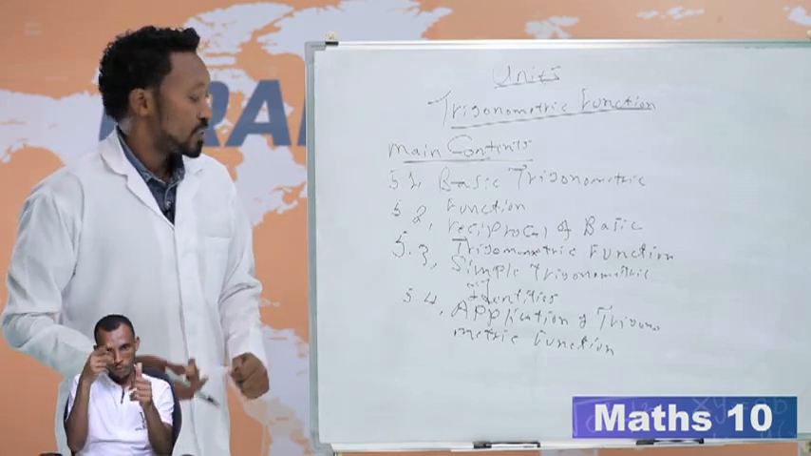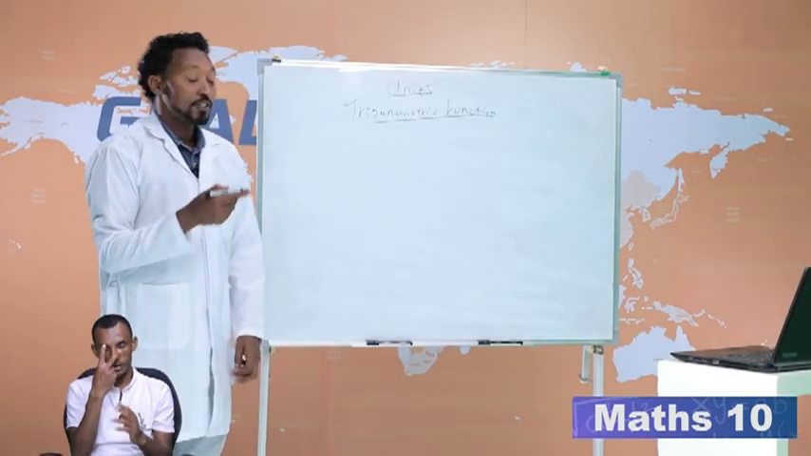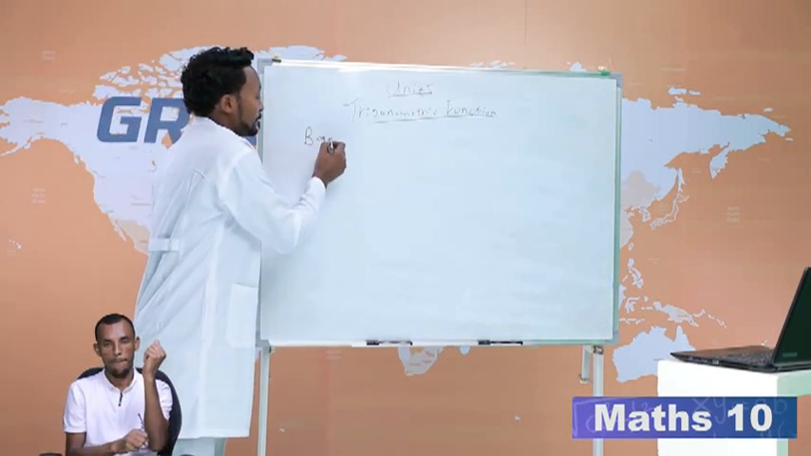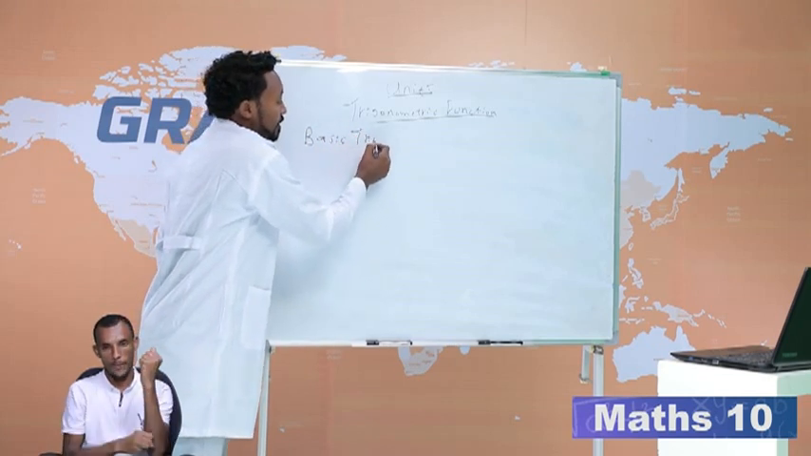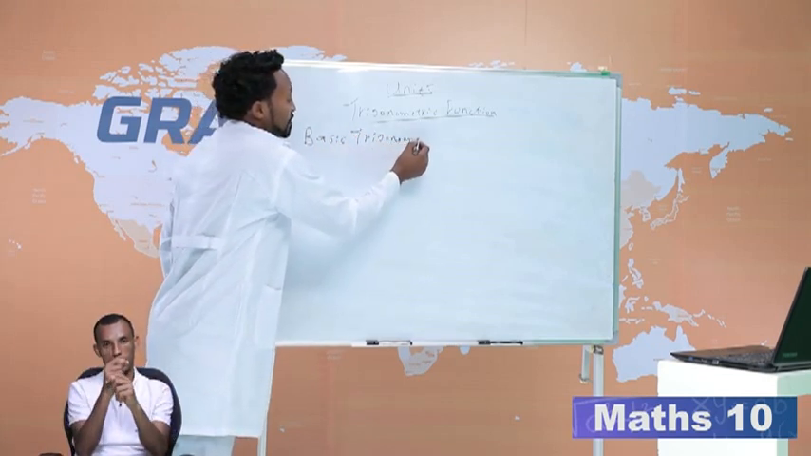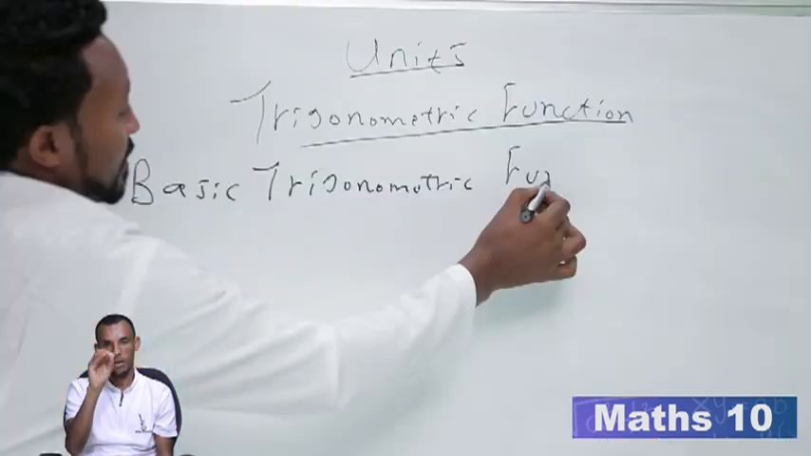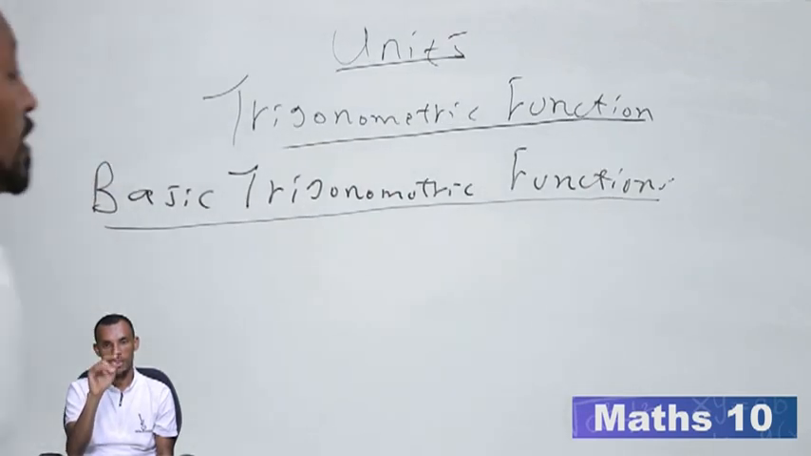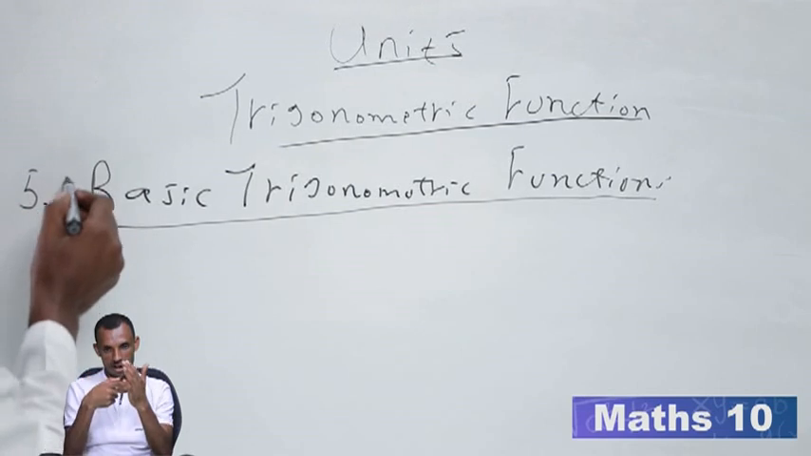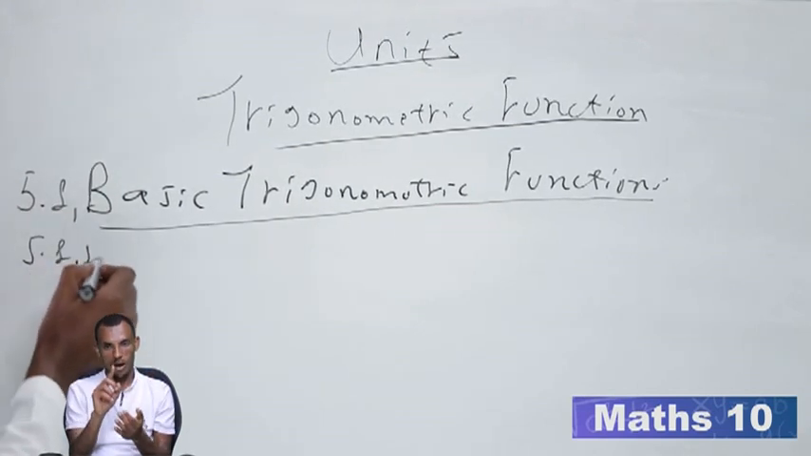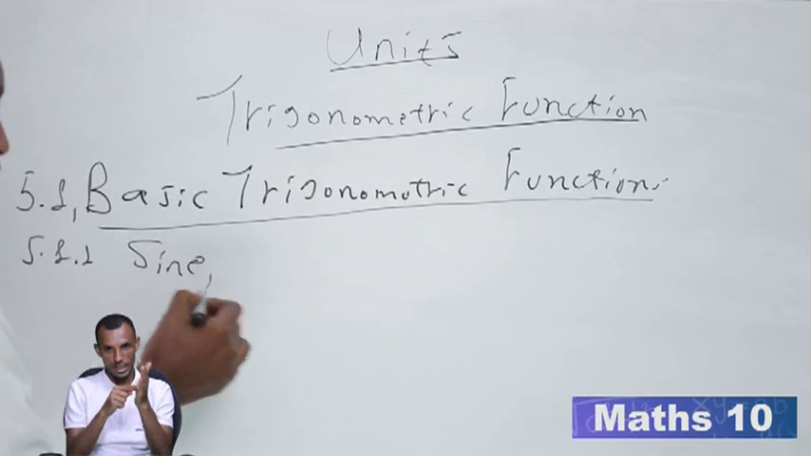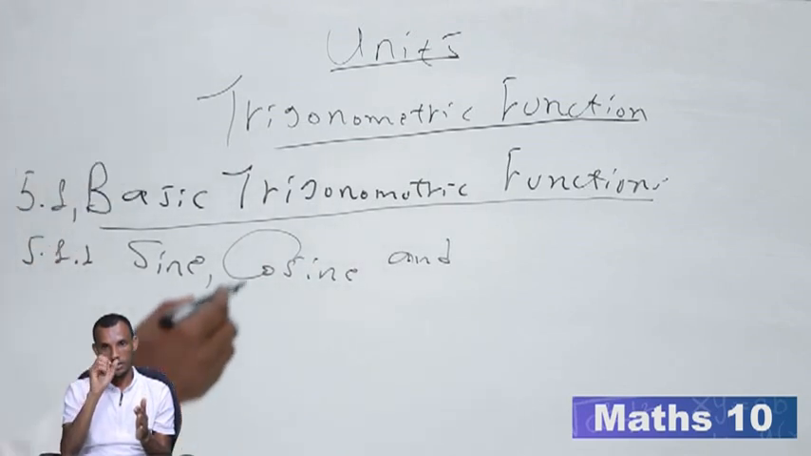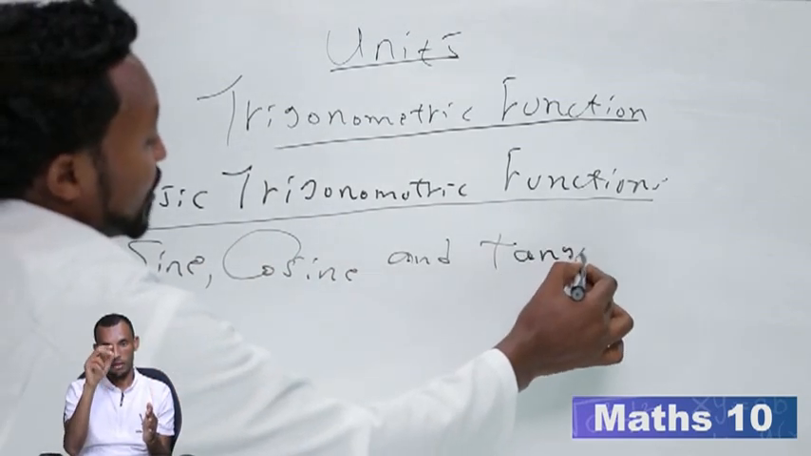Let me see the first part. Let me see the first content of this chapter, basic trigonometric functions. That means this is 5.1, 5.1.1: sine, cosine, and tangent function.